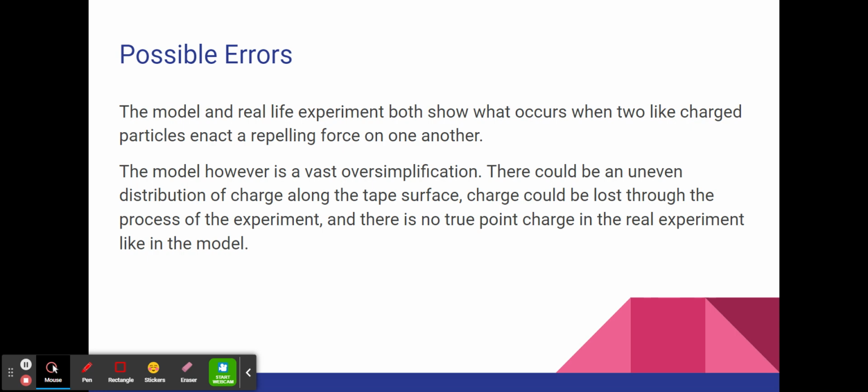Possible errors in this lab were that the model and real life experiment both show what occurs when two like particles enact a repelling force on one another, and then the model is a vast oversimplification of this. There could be an uneven distribution of charge along the tape surface. The charge could be lost through the whole process too. It's not a completely accurate model.